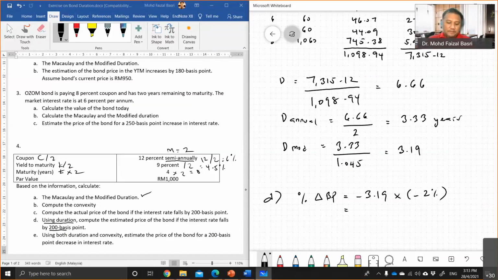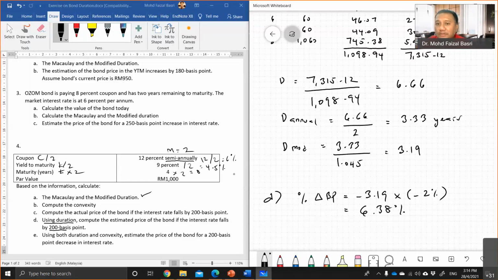So negative 3.19 multiplied by negative 2%. You're going to get a positive sign because negative multiplied with negative is positive, which is 6.38%. So the percent change of bond price will increase by 6.38%. What does it mean? If the rate drops or reduces by 2%, the bond value will increase by 6.38%. Remember, the relationship is inverse, the opposite way.